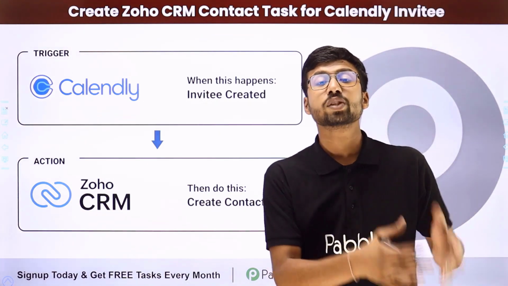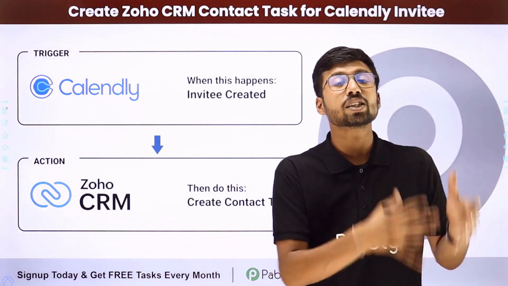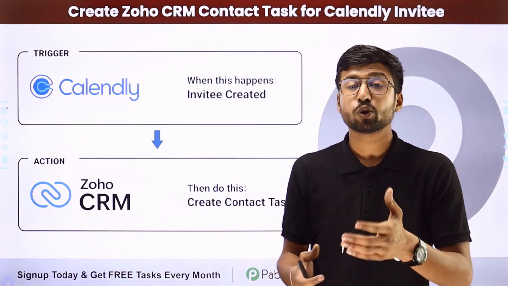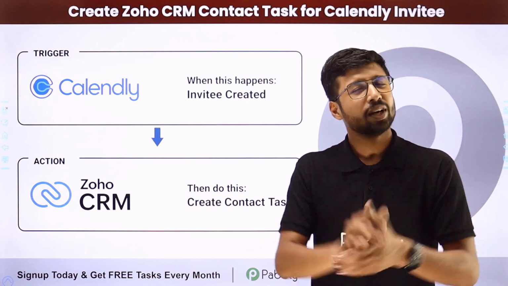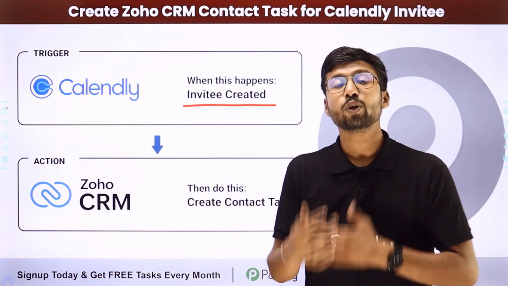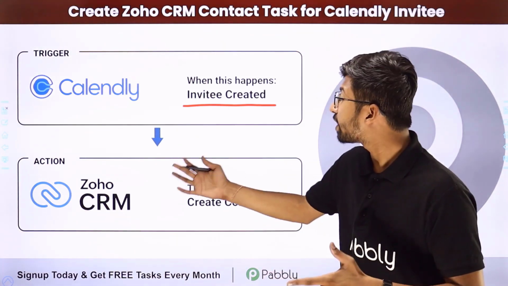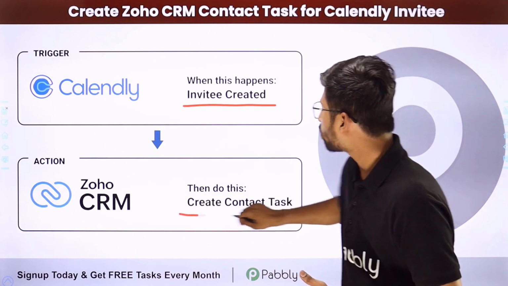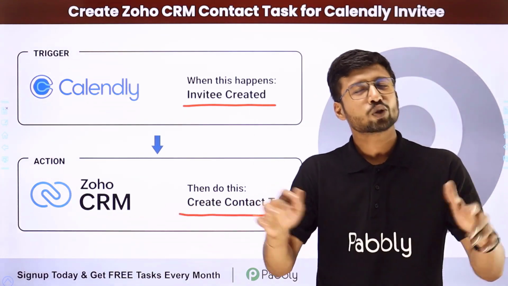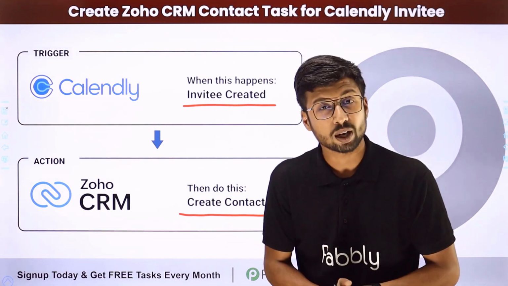Now suppose, guys, you are using Calendly as an appointment and event booking platform, using which users can book an appointment with you, and Zoho CRM as a CRM application. Now you want that whenever a new invitee is created in Calendly, meaning a new user books an appointment with you in Calendly, you want to create a contact task for the same contact in Zoho CRM. So let me tell you, you can actually automate this complete process with the help of Pabbly Connect.